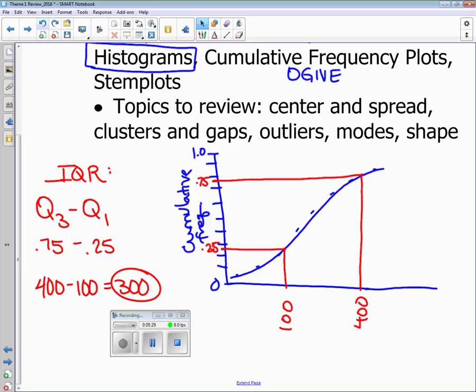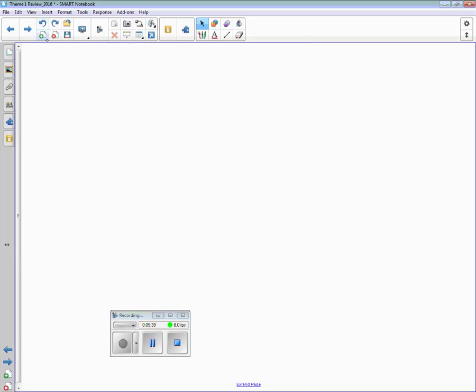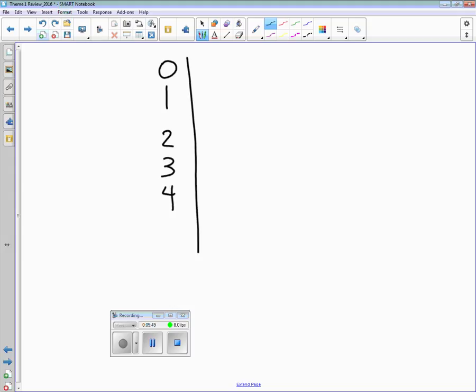So, okay. What's a stem plot? Stem and leaf. We learned about that back in middle school, probably even elementary school, I would think. And a stem plot, it's going to make numbers. Do I start with the large numbers or the small numbers? Small. That's important. Okay, so I'm just going to make some stems and then my leaves. I'm just going to make some numbers up.